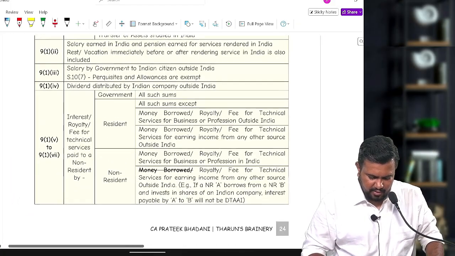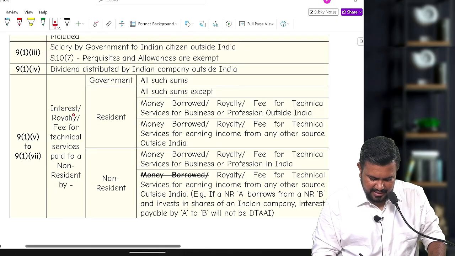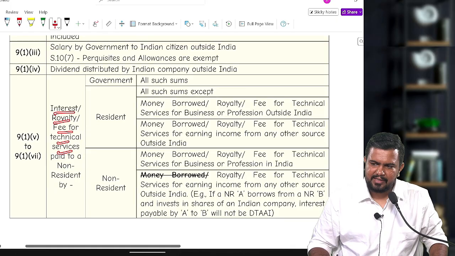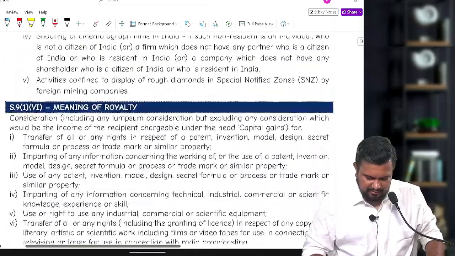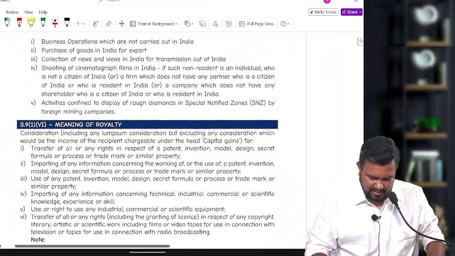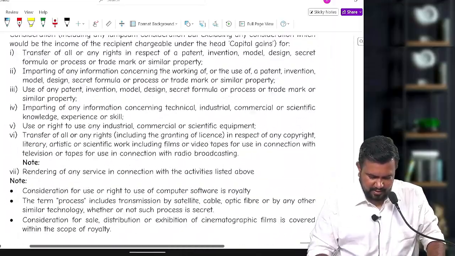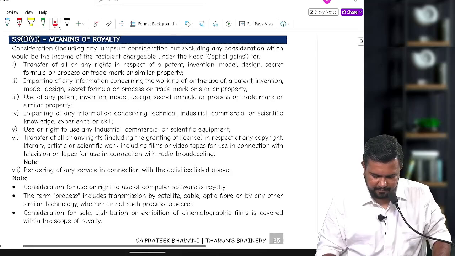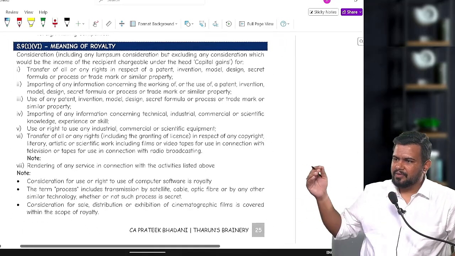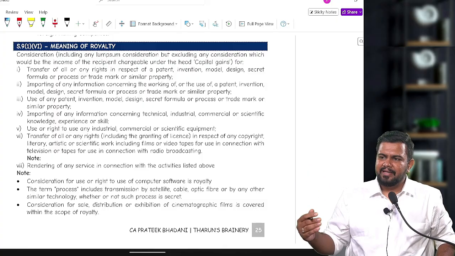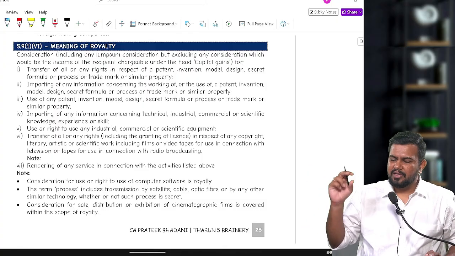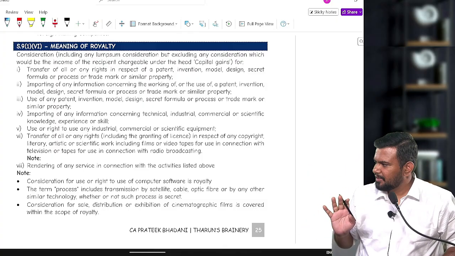Now let's talk about interest, royalty, fee for technical services. First, quickly let us see what is the meaning of royalty and fee for technical services. Meaning of royalty. We are not going much deep into the definition, not that important from examination point of view, but just have a reading so that if at all it is coming in a question, you are able to identify that it is royalty.